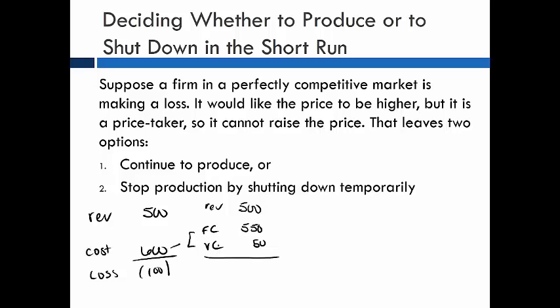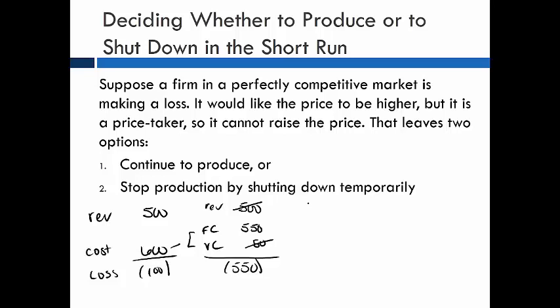If you were to shut down, your revenue would go away and your variable costs would go away. But by definition, your fixed costs would still be there. You would still have to pay those. So that's like your lease or your mortgage or something that you're stuck with. That would still be there. So you would lose more money by shutting down. So right now, your choices are lose $100 or lose $550, in which case you would keep going.